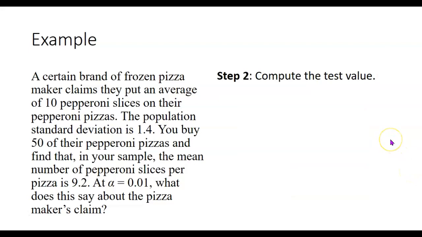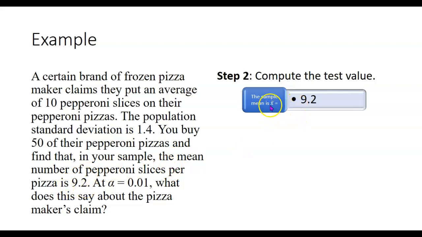Now for step 2, we compute the test value. So we need to know the sample mean. See right here, it says the mean number of pepperoni slices per pizza in that sample of 50 that you bought. You bought some to test, and that sample had a mean of 9.2. So that is X bar. That's the sample mean. The population standard deviation is 1.4. They told you that.